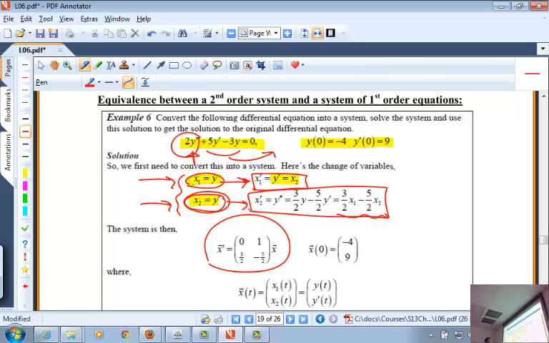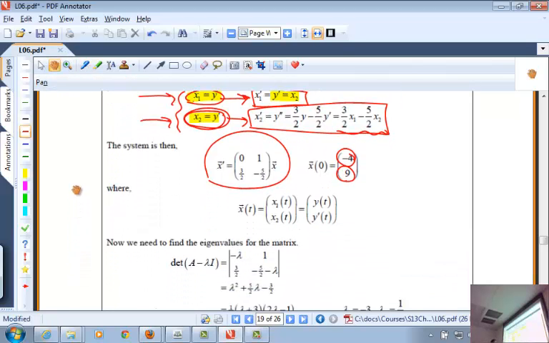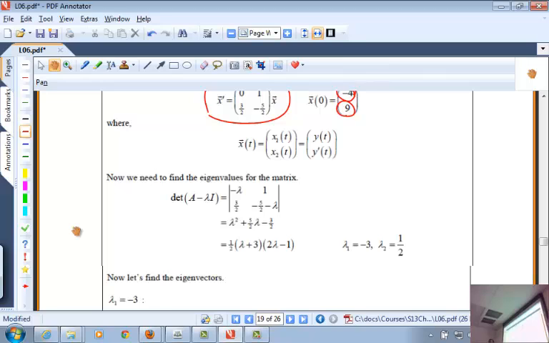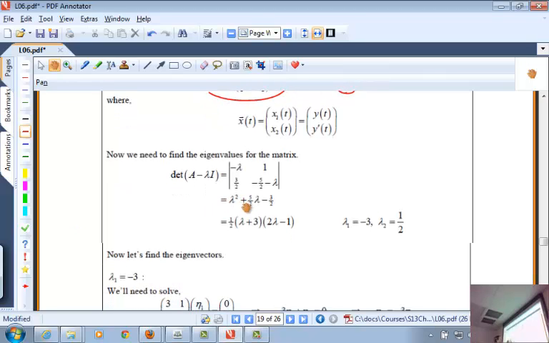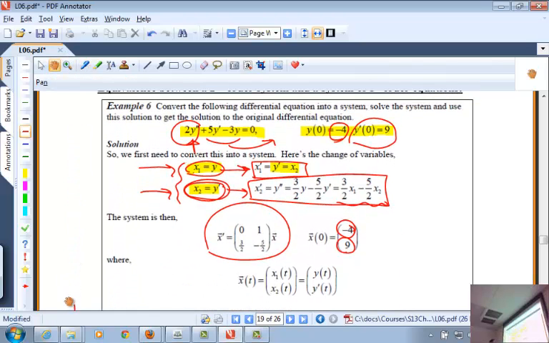And then you have the initial condition. So y is the same as x1, so x1 is minus 4. Okay, and x2 is same as y prime, but y prime is 9. So x2 is 9. So that gives you the initial condition. So you can solve using the same idea. So this is your characteristic equation that you see here. If you had written the characteristic equation directly without going through this route, you would have gotten the same equation from there. Okay?